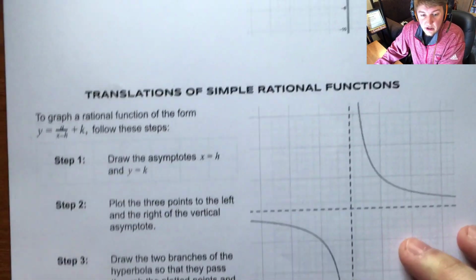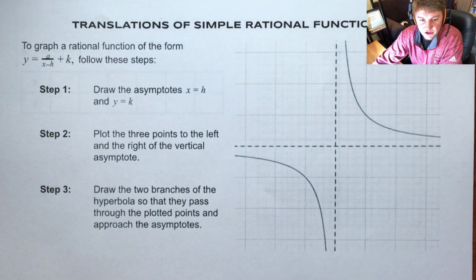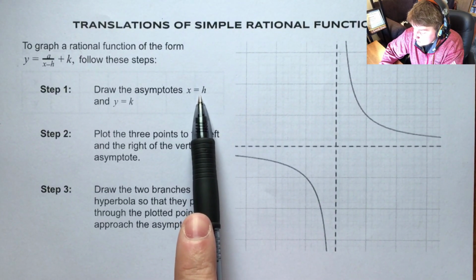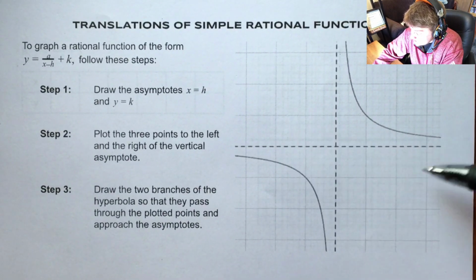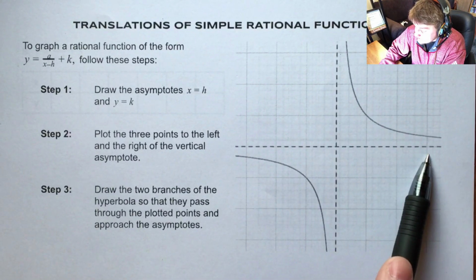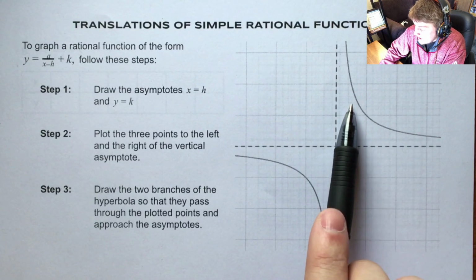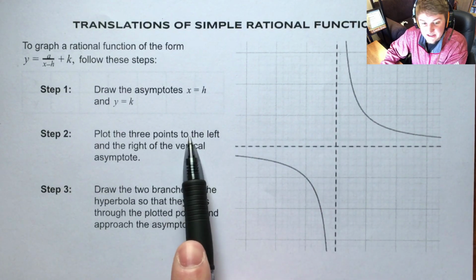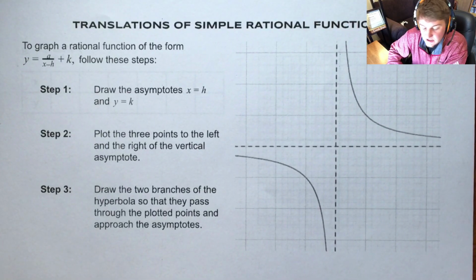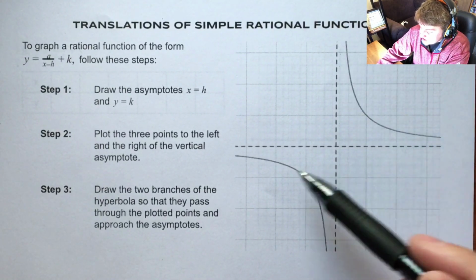Same here. Basically, for the translations of rational functions, you need to be able to draw your x asymptotes and your y asymptotes. Here's my x asymptotes, here's my y asymptotes. And then you just need to plot approximately 3 points. It doesn't have to be exactly 3 points, but approximately 3. We'll talk about how to get those. And then just connect your branches.